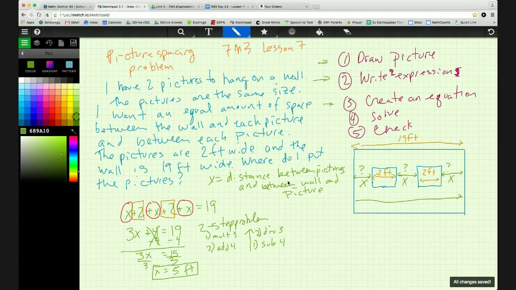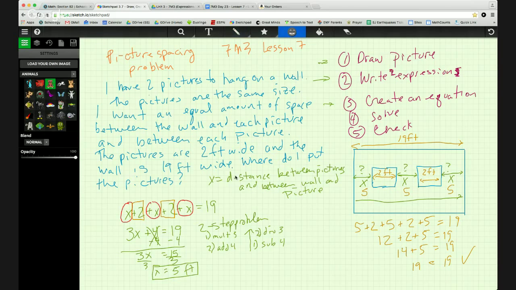And so we think that's the distance between our pictures, but let's check our answer. If we say this is 5, and this is 5, and this is 5, does 5 plus 2 plus 5 plus 2 plus 5 equal 19? Well, 7 plus 5 is 12. So let's say 12 plus 2 plus 5. 12 plus 2 is 14, plus 5. 14 and 5 is 19. 19 equals 19. So check, it does work. So the answer is we need to put our pictures 5 feet apart and 5 feet from the wall.